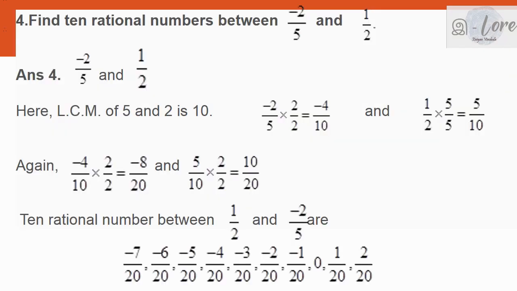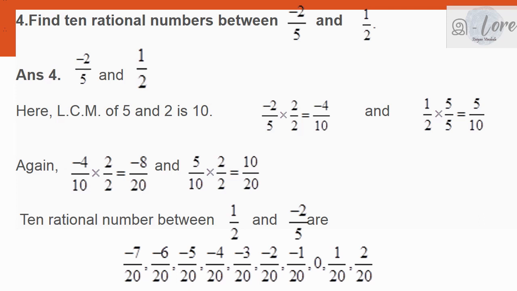Now we can come to the example. Find 10 rational numbers between minus 2 by 5 and 1 by 2. So the denominators are not the same, so we have to find the LCM. The LCM of 5 and 2 is 10. So to make it 10, the first term will be multiplied by 2 by 2, and the second term will be multiplied by 5 by 5.